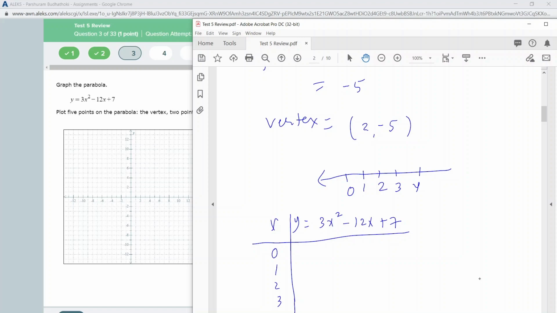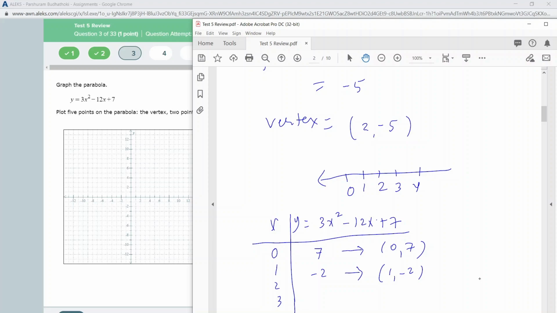Just put x equal to 0 here, it gives you 7. That means (0, 7) is one of the points. Choose x equal to 1, that will be 3 minus 12 plus 7, that will be -2. So just do this math here, (1, -2). Put 3.